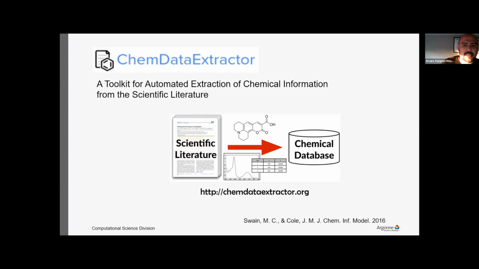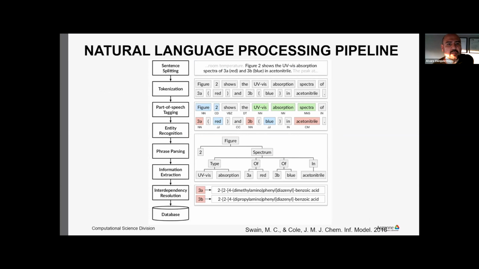Another approach to explore the chemical space is trying just to find information from literature. So what we are doing at Argonne with some partners from Cambridge University is to extract information from papers. So what we do is we apply natural language processing to the text.